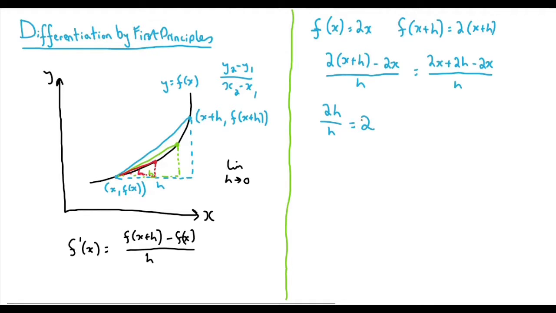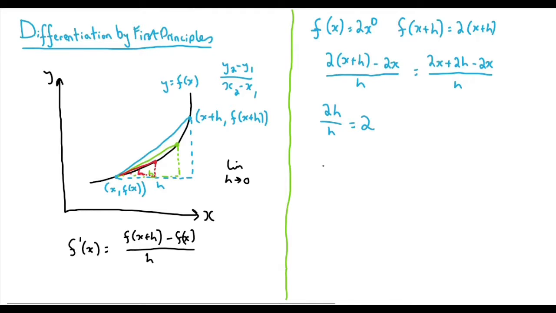And if you just want to double check with your usual differentiation method, you'd think of this as a power of 1. So coefficient times power, so 2 times 1 is 2. Drop the power by 1, it drops to a 0. X to the power of 0, or anything to the power of 0, is 1. So 2 times 1 is 2. This is indeed the gradient.